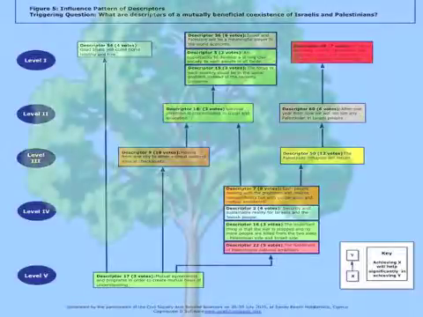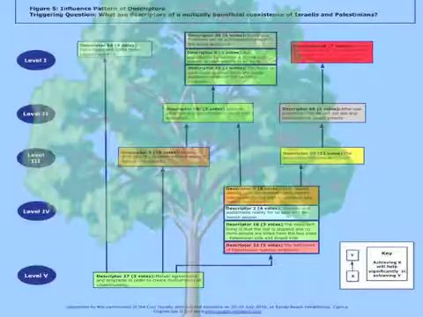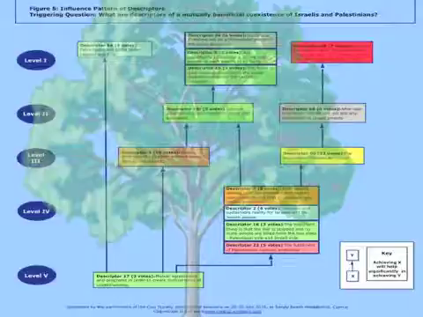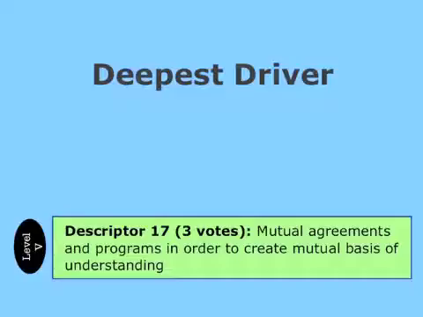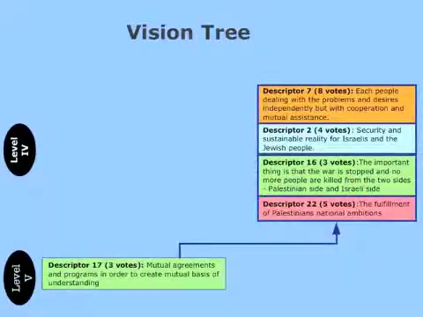Level 5 would be analogous to the roots of a tree, while level 1 would be analogous to the canopy or the top of the tree. The descriptors at the bottom of the tree have the most influence on systemic change. The deepest driver, descriptor 17, which received 3 votes and has the highest leverage point, reads, mutual agreements and programs in order to create mutual basis of understanding. This deep driver, with the arrows moving upward, has an influence on everything else in the map.